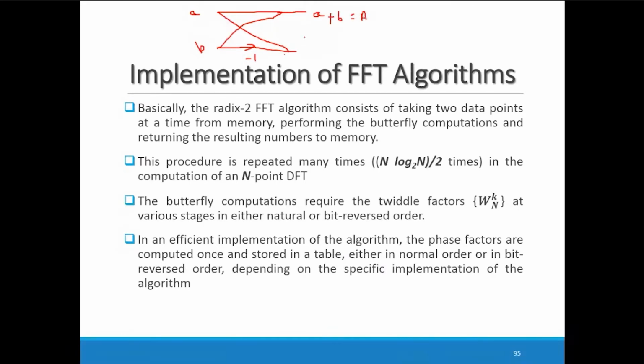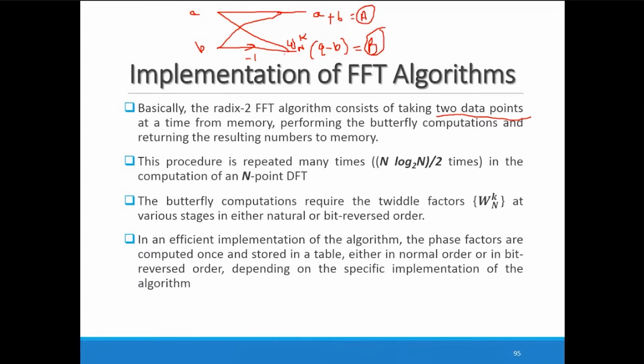And at this location, what happened? You apply a minus b, which is also multiplied with the twiddle factor omega n raised to k. This particular thing is called capital B. So basically the radix 2 FFT algorithm consists of taking two data points, here a and b, at a time from memory, performing the butterfly computation, and returning the resulting numbers to memory. The resulting numbers are capital A and capital B, the outputs of this butterfly diagram.